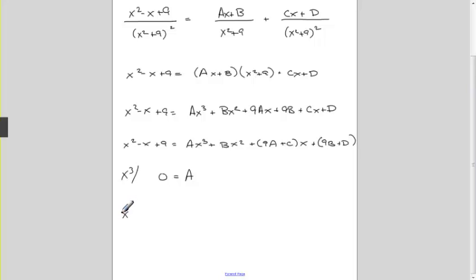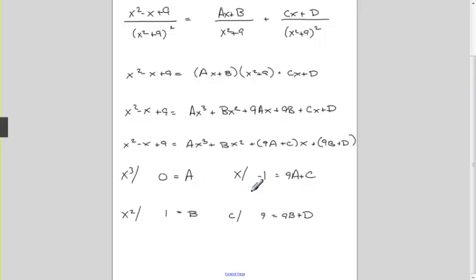As far as the x squared terms are concerned, we have 1 on the left-hand side, 1 times x squared. On the right-hand side, we have b. As far as the x terms are concerned, we have -1 on the left-hand side, and we have 9a plus c on the right-hand side. And then the constant terms, we have 9 on the left-hand side and 9b plus d on the right-hand side.